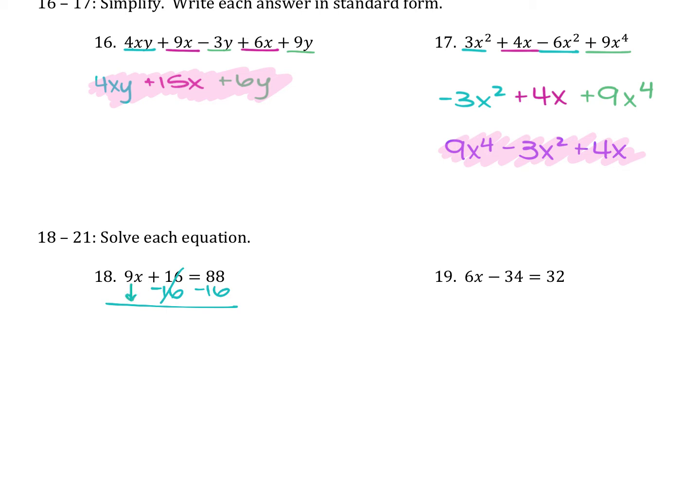That 9x drops down. The 8 minus 6 is 2. 8 minus 1 is 7. So that gives us 9x is equal to 72. From here, that 9x is multiplication. So the opposite of multiplication is division. We're going to divide each side by the 9 in order to get x by itself. It cancels out on the left side, so we just have x is equal to 8.